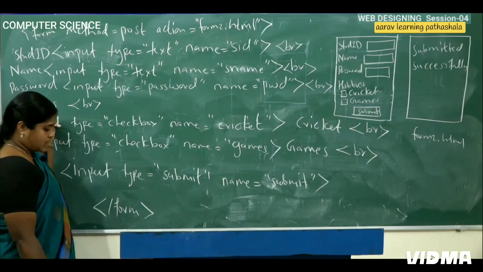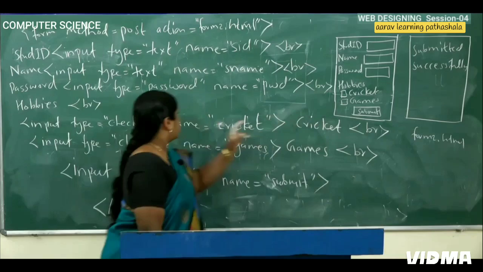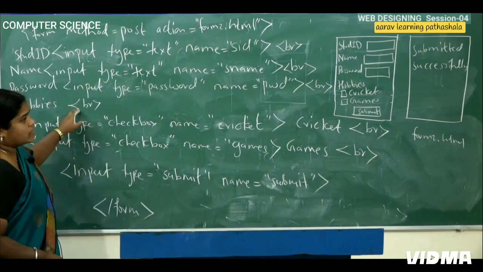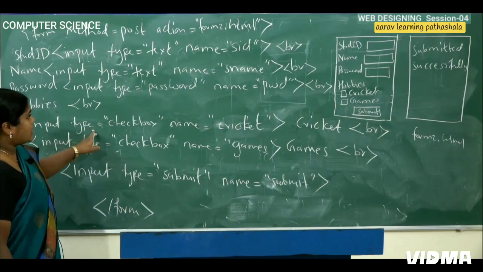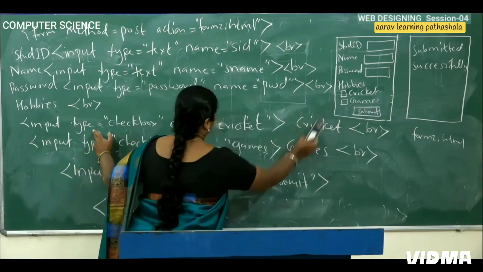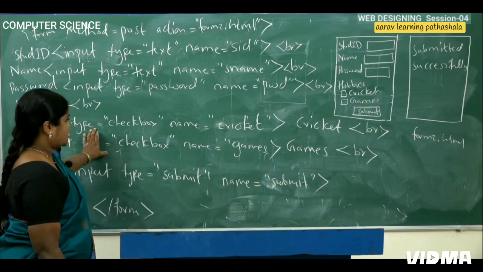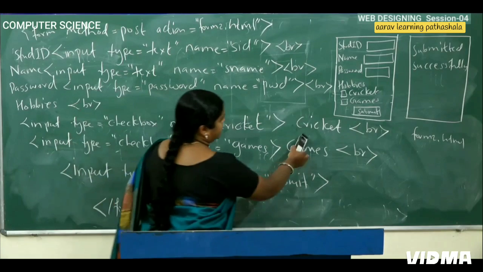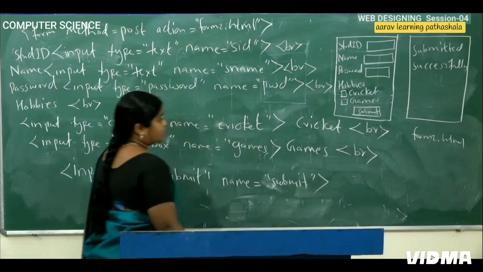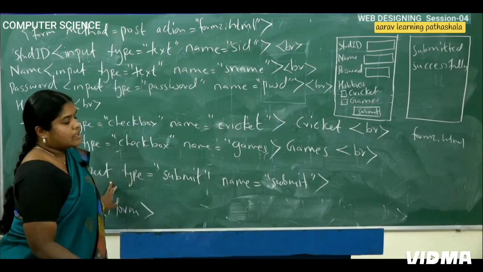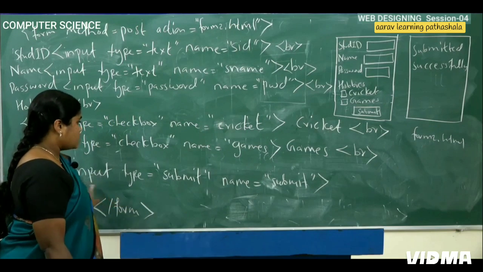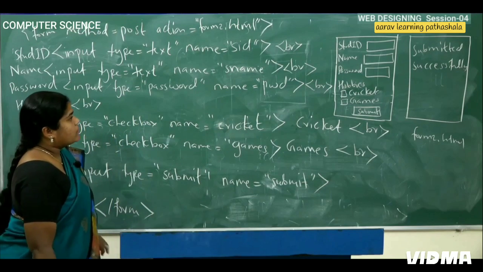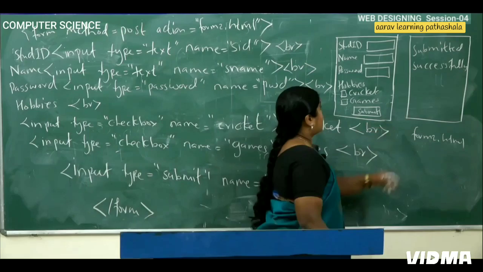So the first label here is from this particular tag. I will revise. Here it is hobbies. In the next line it should display as cricket and games. So we have taken BR tag here. Then input type, as these two are check boxes, we have to specify the type as checkbox. Then we have given the attribute name. Then we have specified these two labels. Then we have taken BR tag. In the last line, the button we need is submit button. So input type is equal to submit. Then we are closing this particular form, and then comes the last form.